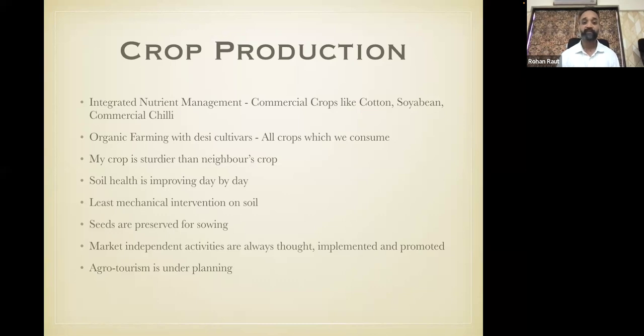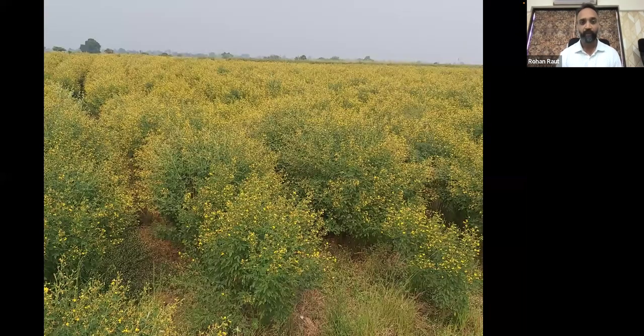I generally preserve my seeds for future sowing. Only the compatible varieties are selected for future use. I always think about market independent activities, because dependency on the market is no good for farmers. And looking at all these things, we have also planned for agrotourism at my farm. So this was the crop stand last year.